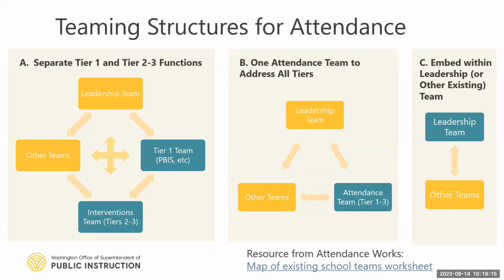And the last example that we see is attendance embedded within either the leadership team or another team. An advantage there is attendance is prioritized because it's on the agenda for the leadership team or whatever team is meeting. A challenge can be bandwidth and having time to dedicate to this work. So again, there's no right way to do it. Look at your system and decide what is the right one for you. And there's a resource at the bottom of this slide with a worksheet that you can use to map out your existing teams if that would be helpful.